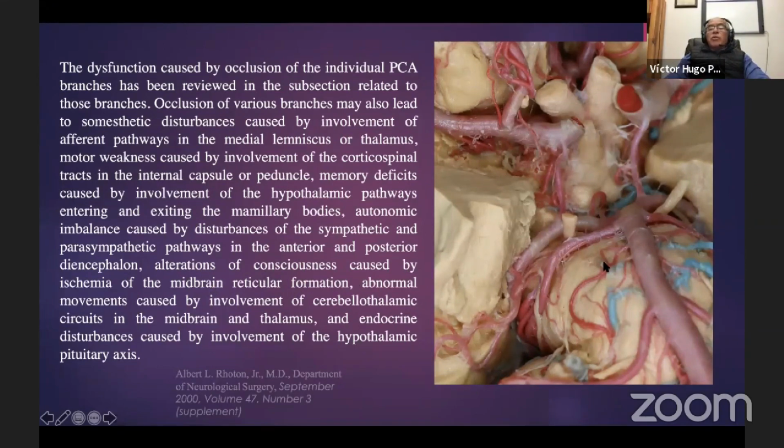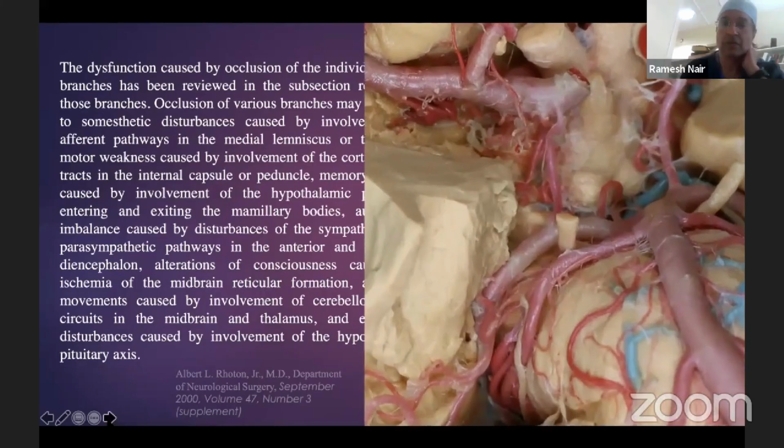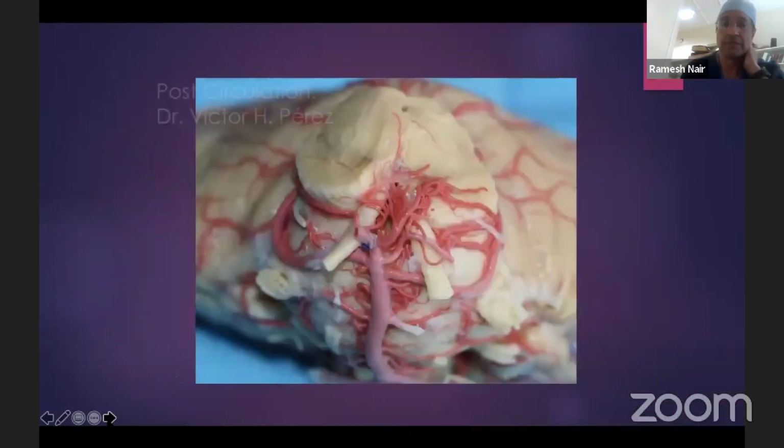This is a picture in brain stem, basilar artery, posterior cerebral artery, superior cerebellar arteries, and this is a very beautiful region of brain. Victor, it's time now. Victor, can you hear me?